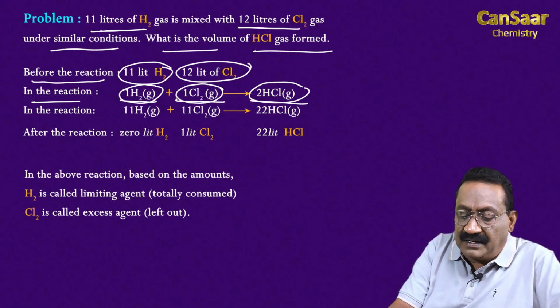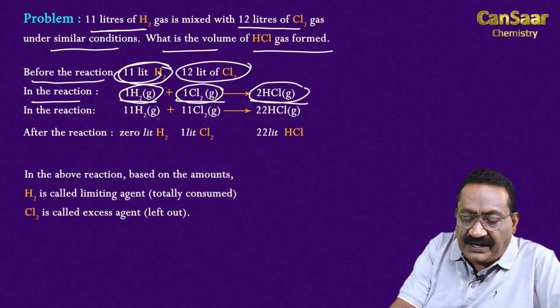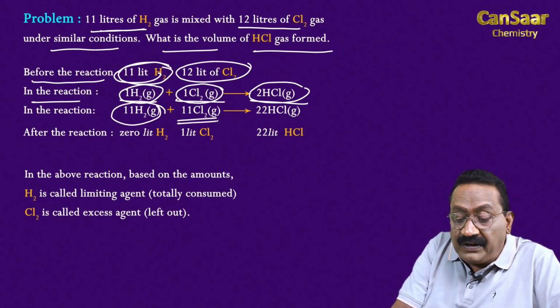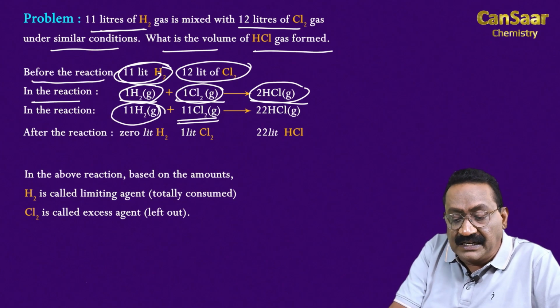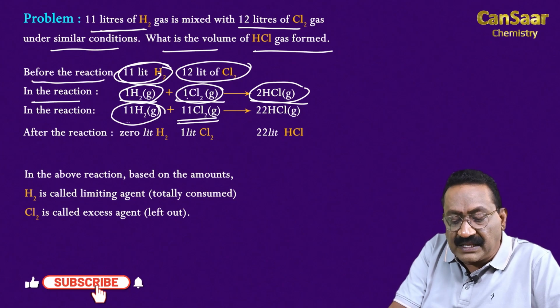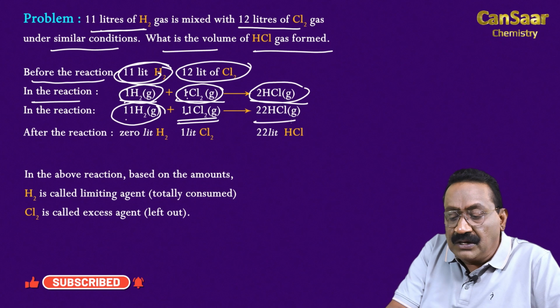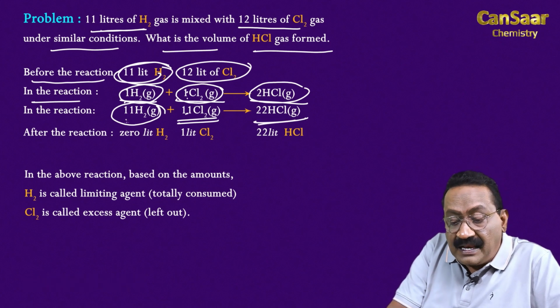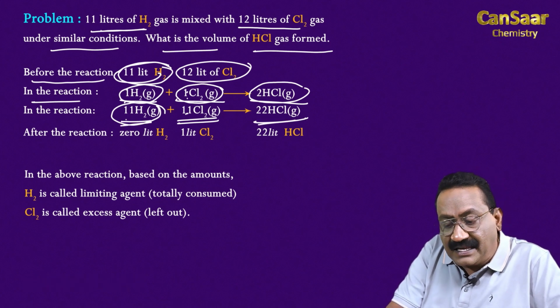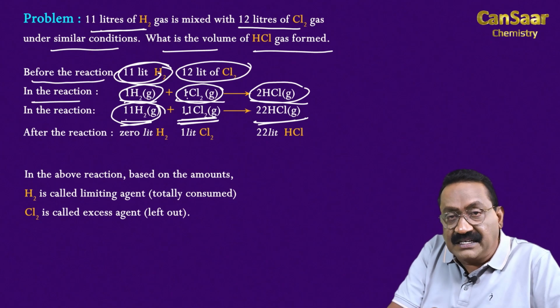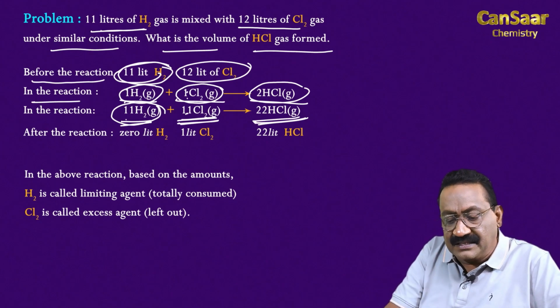forms 2 liters of HCl. By having 11 liters of hydrogen, these 11 liters of hydrogen can combine only with 11 liters of chlorine, that is the ratio is 1:1. So, let us multiply with 11, 11 ones are 11, 11 ones are 11 and 11 twos are 22. That means 11 liters of hydrogen gas combines with 11 liters of chlorine gas, forming 22 liters of HCl gas.